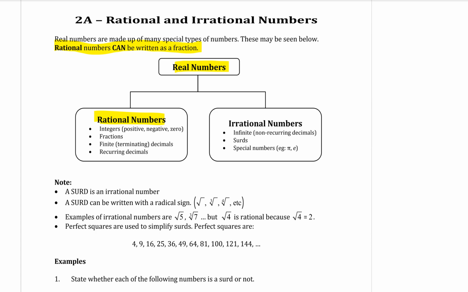And recurring decimals, we're actually going to learn a little strategy today on how you can turn recurring decimals into fractions, which makes them rational numbers as well. So it's only the things that you cannot turn into fractions or whole numbers already, only things that you can't turn into fractions that are irrational, the other side over here.